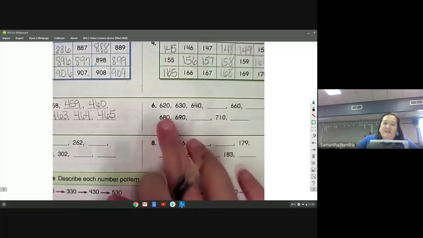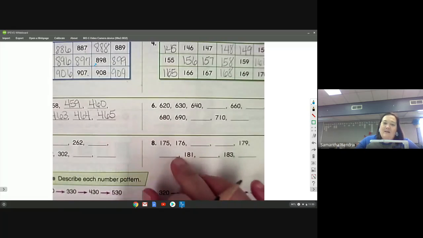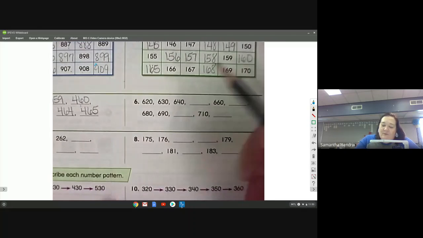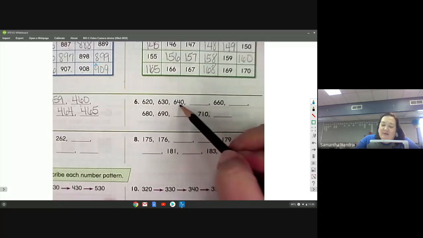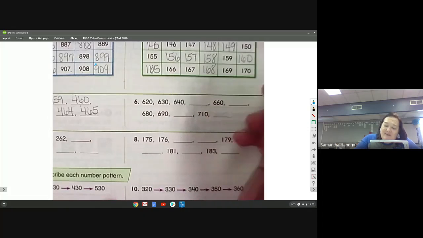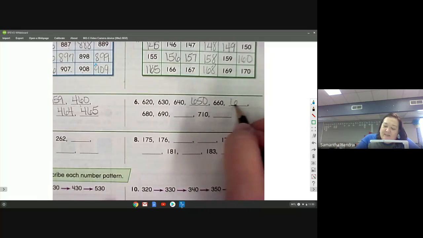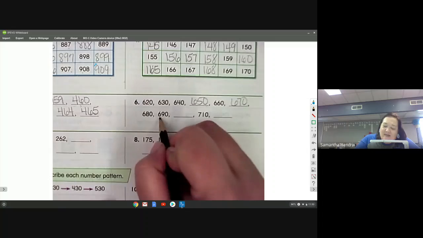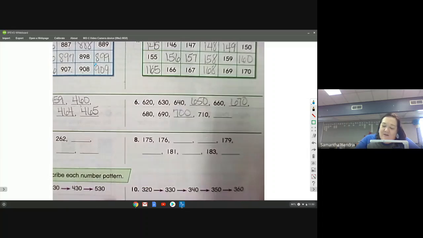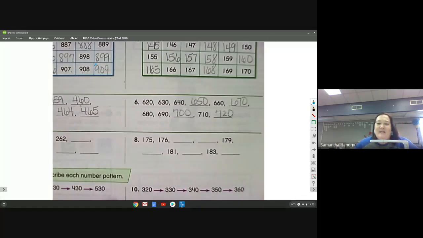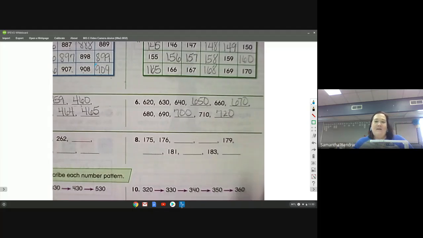So you do 6, 7, and 8. And then come to your answer. So pause. We have 620, 630, 640. So this one's counting by tens. 650, 660, 670, 680, 690, 700, 710, 720. Okay.